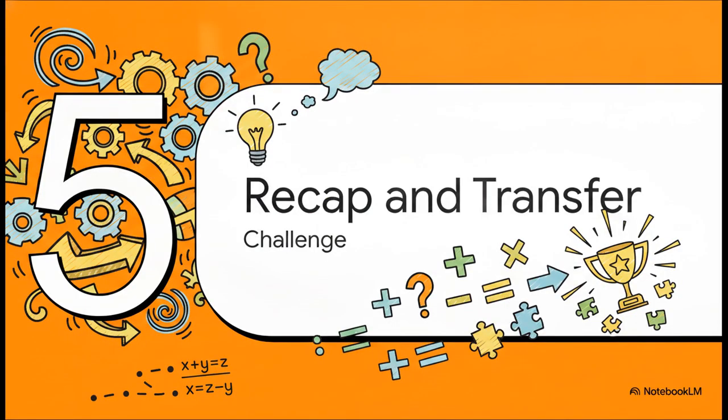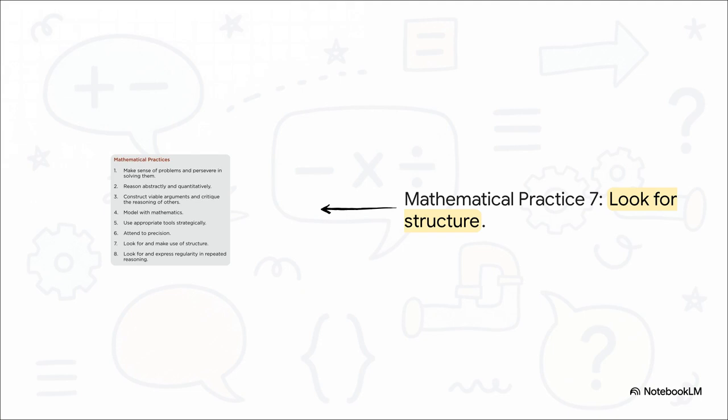Let's bring it all home. Part 5. Recap and transfer. Everything we are doing today directly applies mathematical practice 7, look for and make use of structure. By recognizing that these literal equations follow the exact same structural rules as basic, everyday arithmetic, you start making sense of algebraic structure. You are literally just treating unknown variables like normal numbers.